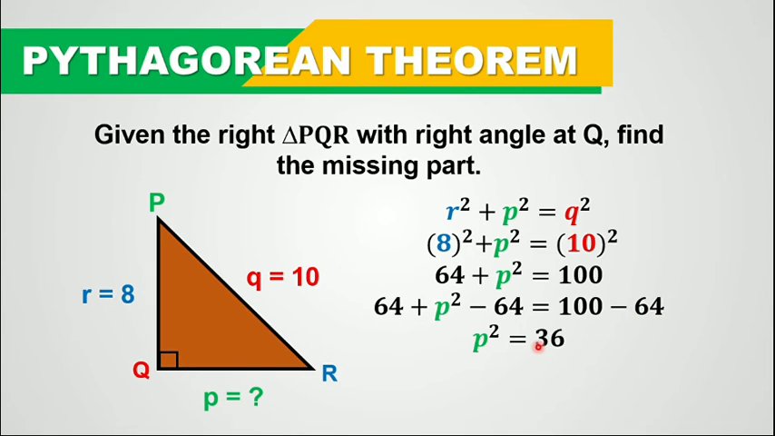So let's find the square root of both sides to get rid of this square exponent. So we have square root of p squared equals square root of 36. So square root of p squared, that is simply p, and square root of 36, that is simply 6. So therefore, the unknown side is equal to 6. So p is equal to 6. So that's just it. That is just how the Pythagorean theorem works.